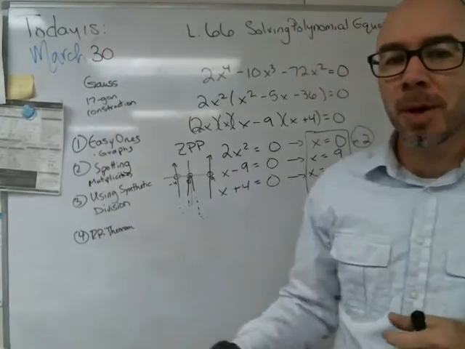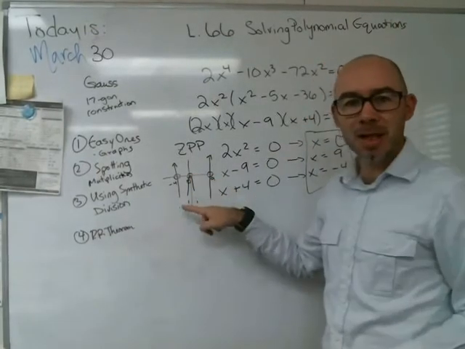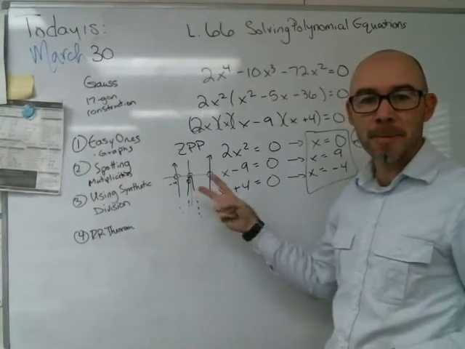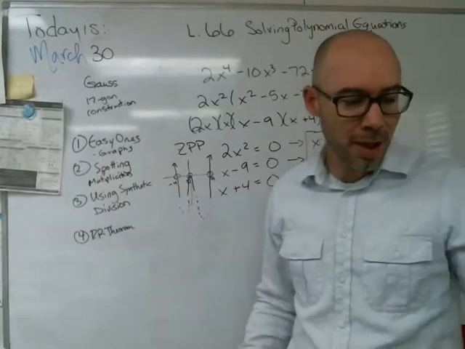You can see some of them on the graph. You can see 1, 2, 3 of them on the graph. And you can see something like this where it goes up, touches, and turns around. That is a multiplicity of 2. That's what multiplicities of 2 look like.